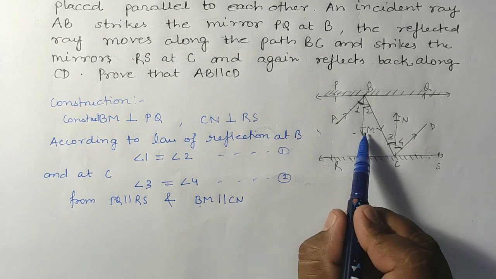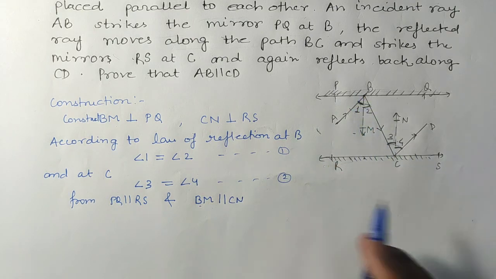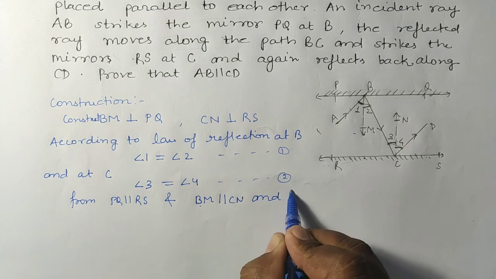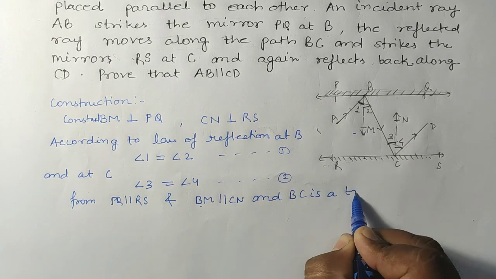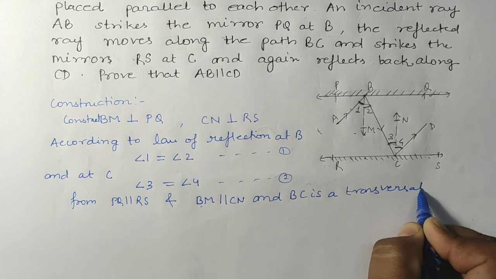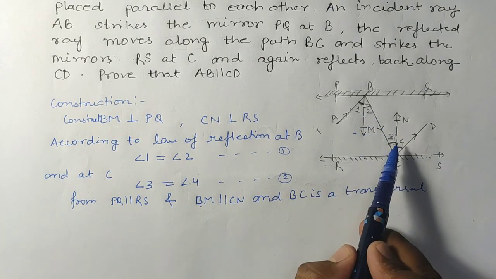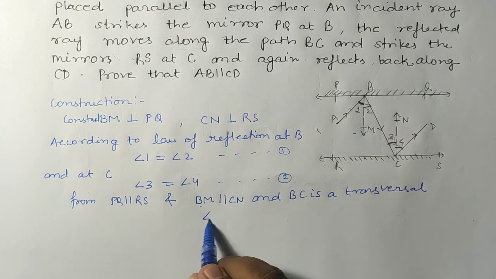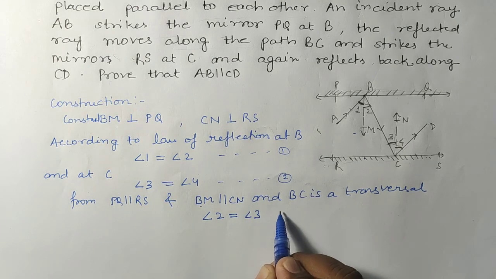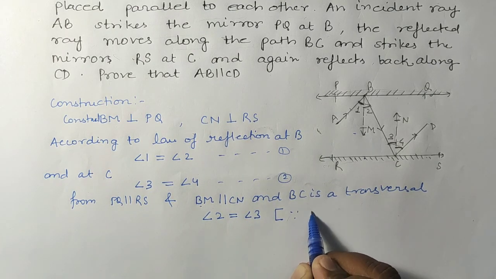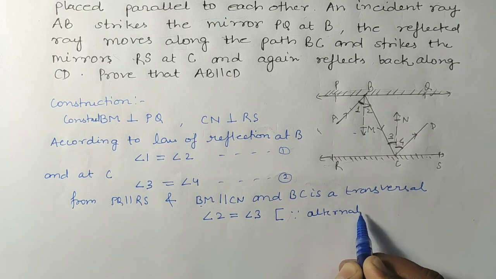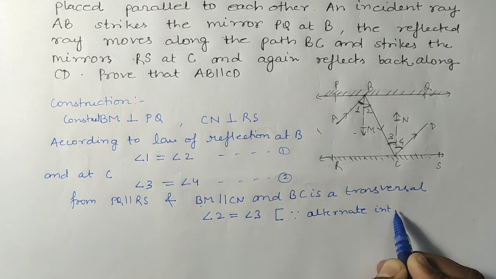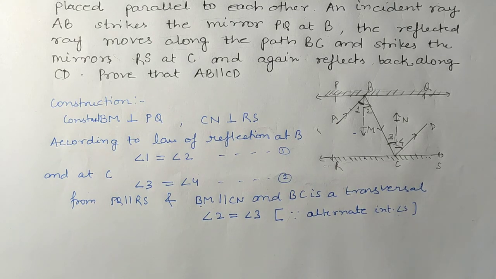Now see, if BM is parallel to CN and BC is a transversal, then angle 2 will be equal to angle 3. Why? Angle 2 is equal to angle 3 because they are a pair of alternate interior angles. So see students, angle 2 is equal to angle 3 we have found.